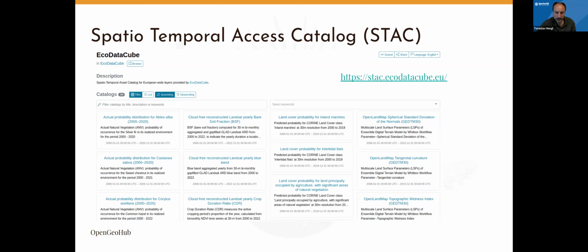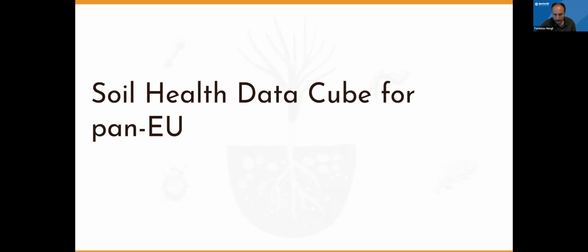And then all the data is cloud optimized. And that implies that you don't really have to download. At the moment, there's like 30 terabytes of data. But you don't have to download the data. You can also access it in what is called a cloud optimized way. It means that you can query at point locations or polygon locations, and you can develop code applications without ever actually downloading the whole of the data. So Soil Data Cube for EU.